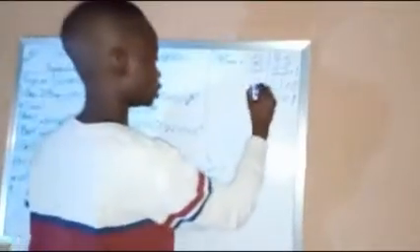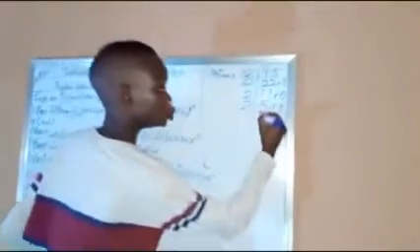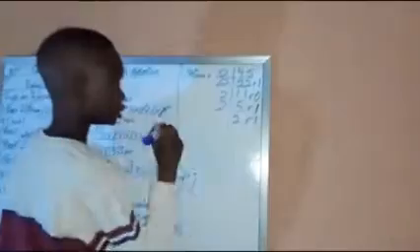So let's keep on dividing. 2 in 5. That is 2 remainder 1. How is it 2 remainder 1? 2 times 2 is 4. So 5 minus 4 is 1. So that will be 2 remainder 1.